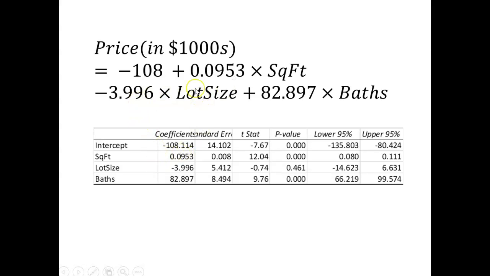I'm not going to worry with lot size right now because the t statistic is not at a level that would make us think that lot size is very important. But bathrooms does have a strong t statistic, and so we would interpret this as each additional bathroom increases the price of the home by $83,000.